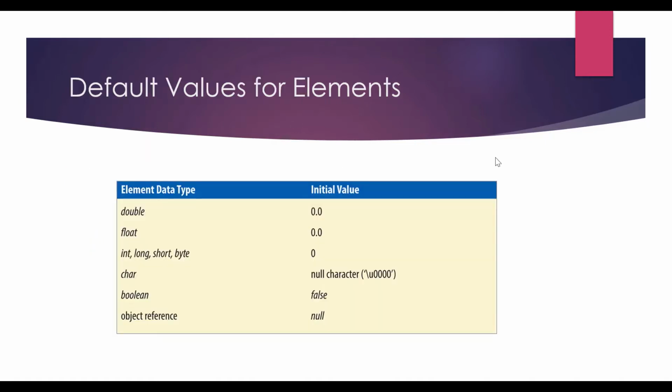Now, since we did not assign any values to our array elements yet, Java will assign the default values for our elements. If we created an array of doubles, the default or initial value of our elements will be 0.0. Same thing with float, it will be 0.0. For integer, long, short, and byte, the default or initial value will be 0. The characters will be initialized to the null character, which is the Unicode 0000. The Boolean variables will be initialized to false, and the object references will be initialized to null.